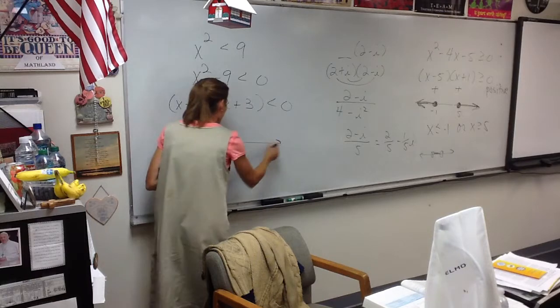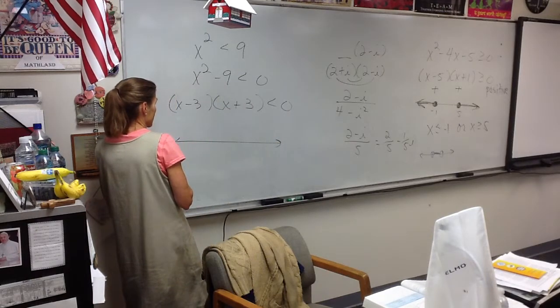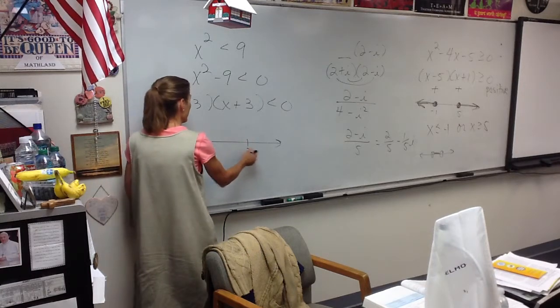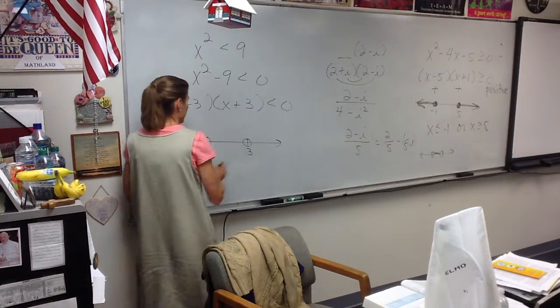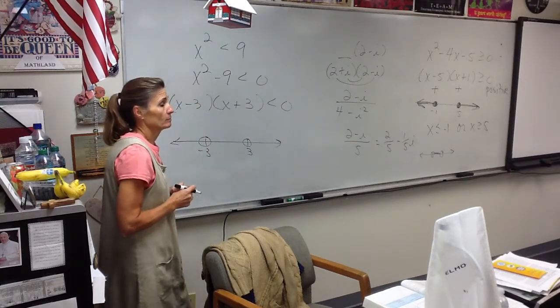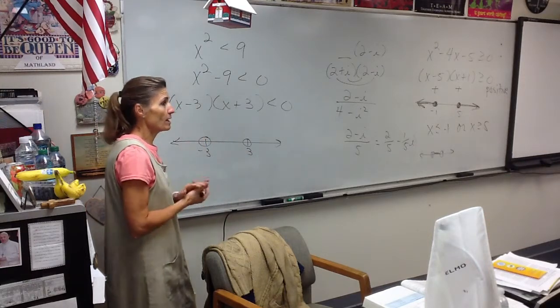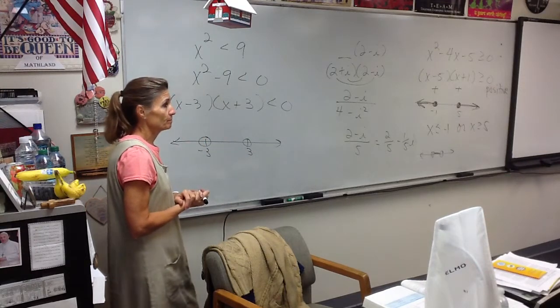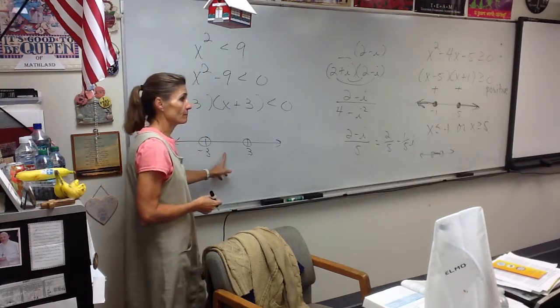We draw our number line. Where will the dots be? -3 and 3. Will they be open or closed? Open. Nothing odd about this problem. So pick a number somewhere. I don't care. Pick any number on the number line. What number do you want to pick? 2? Where's 2? 2's in here?